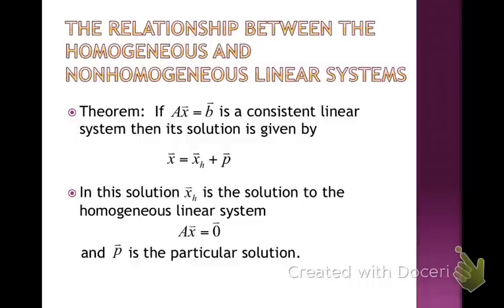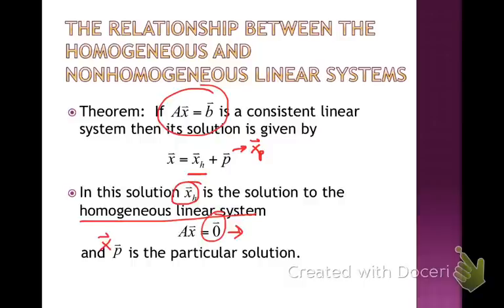So here's a theorem that tells us the relationship between the solution to the homogeneous equation and the non-homogeneous equation. It says if the non-homogeneous equation is consistent, so that non-homogeneous equation is given here, then its solution is the homogeneous solution, which is when b is equal to 0, plus the particular solution. So this actually should say x sub p. In this solution, xh is the solution to the homogeneous linear system, which is given here. It's just that the b is equal to 0, and xp is the particular part.